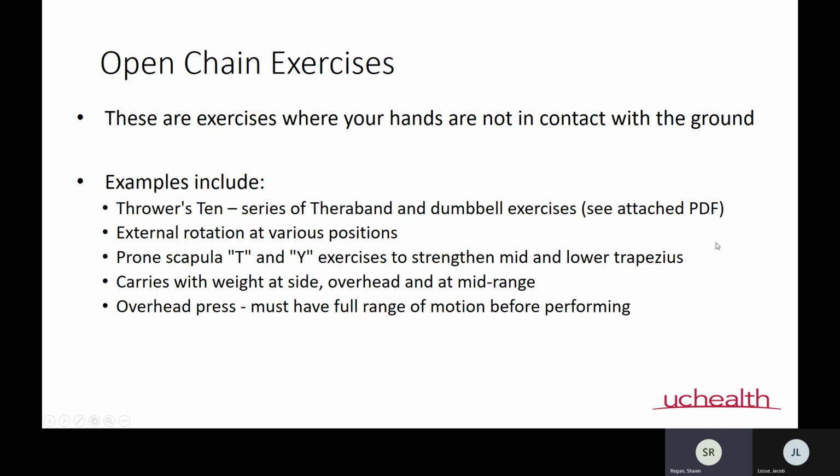So open chain exercises are some of the things that we typically think about, just doing lateral raises with a dumbbell, or using a band or a cable to do shoulder external rotations, some of those things that might be more well-known. There's a series of exercises called the Throwers 10, which is a bunch of exercises to work on that scapular coordination. And we also talk about doing carries.